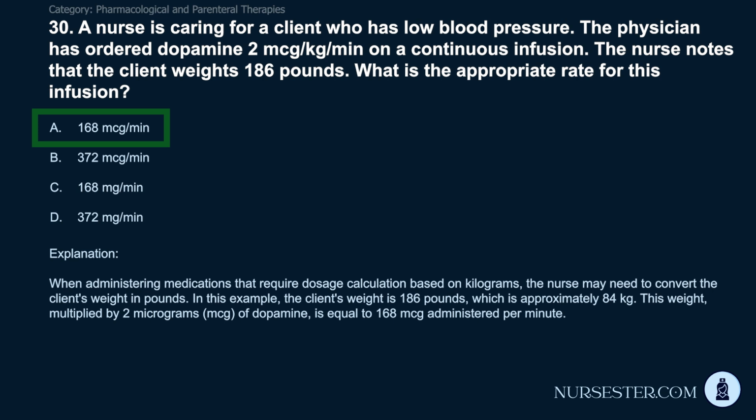When administering medications that require dosage calculation based on kilograms, the nurse may need to convert the client's weight in pounds. In this example, the client's weight is 186 pounds, which is approximately 84 kilograms. This weight, multiplied by 2 micrograms (mcg) of dopamine, is equal to 168 micrograms administered per minute.